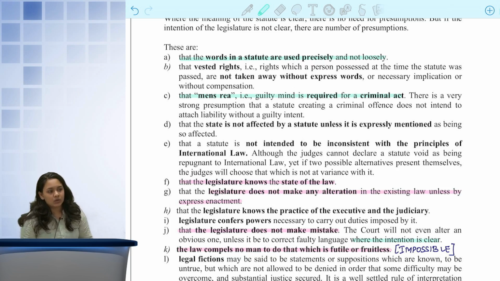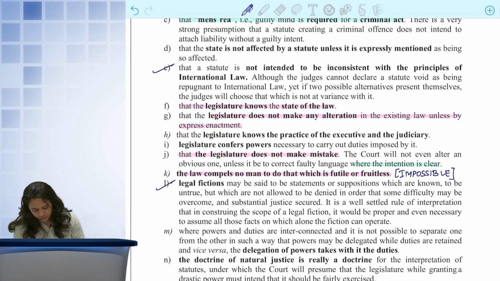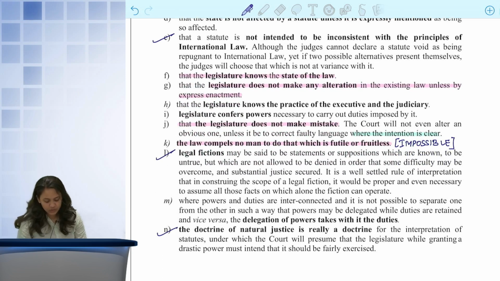Okay. Now, it is always presumed that in criminal offences, unless you prove an element of mens rea, the accused person can never be convicted of that crime, because all criminal acts require a guilty mind. So these are some of the presumptions that we're looking at. As to certain other presumptions, they can be explained through understanding the concepts of international law, the concept of a legal fiction, and the doctrine of natural justice.